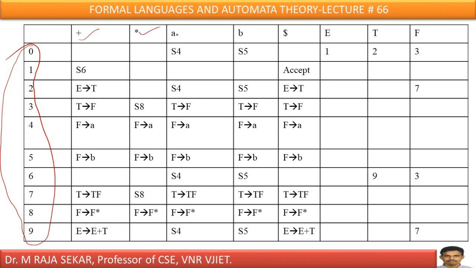Plus is terminal, star is terminal, A is terminal, B is terminal, dollar is also terminal. What are the capital letters? E, T, F are capital letters. Just go back and check in your go-to graph earlier which we formed.